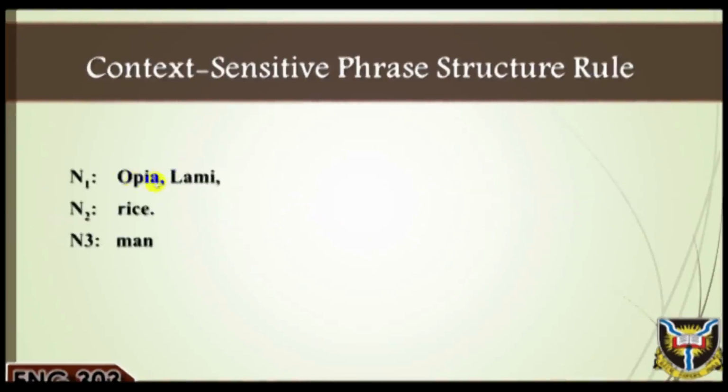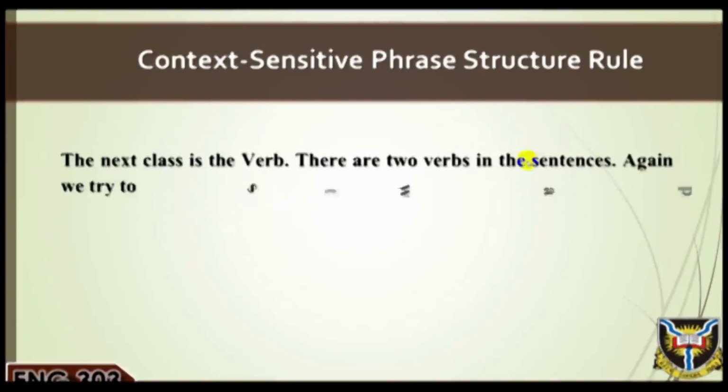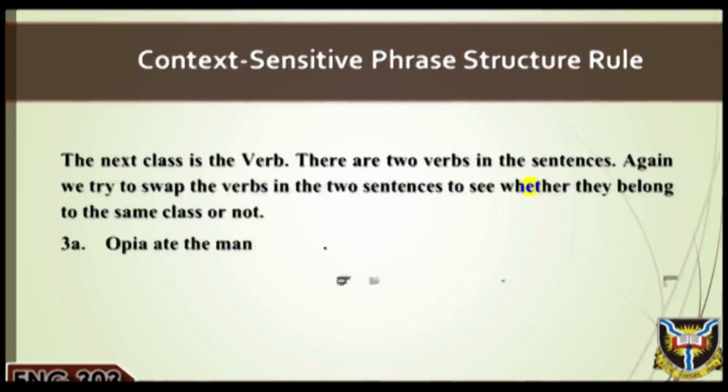N1, Opia, Lami. N2, rice. N3, man. The next class is the verb. There are two verbs in the sentences. Again, we try to swap the verbs in the two sentences to see whether they belong to the same class or not.